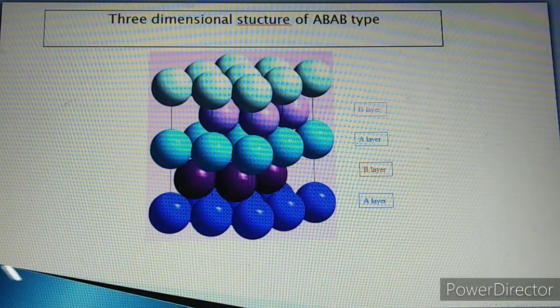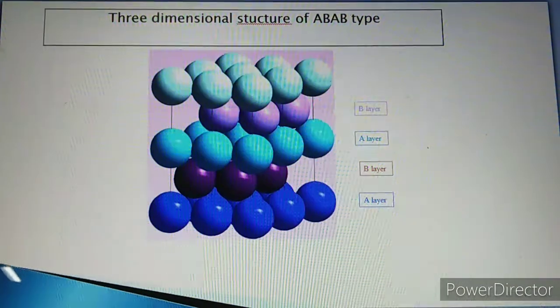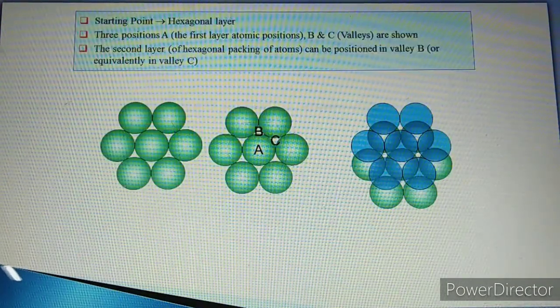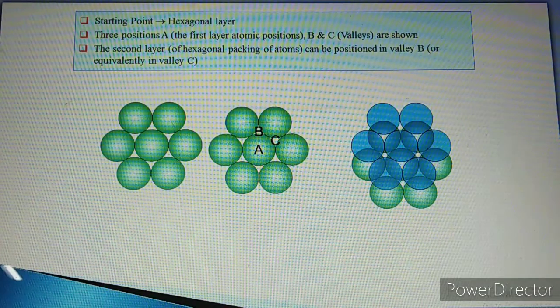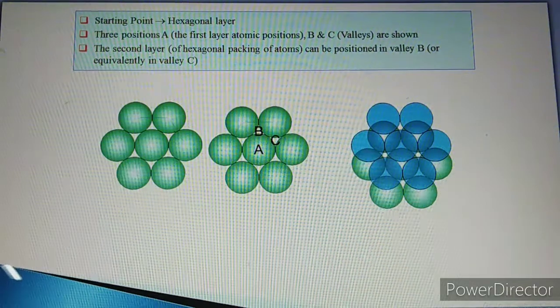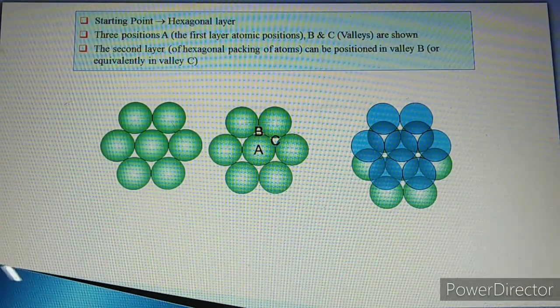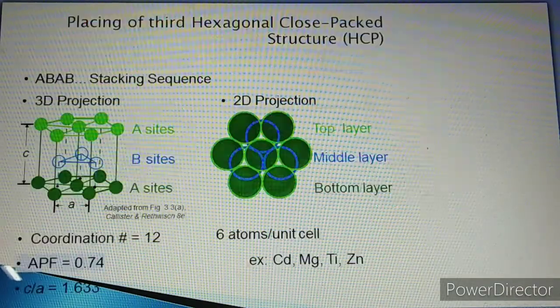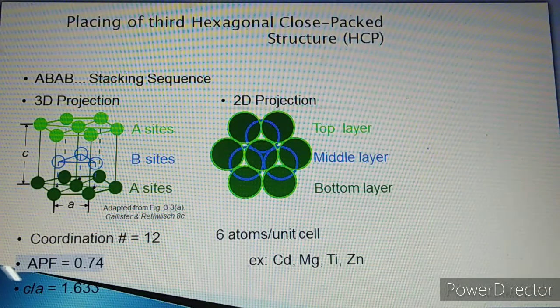Next part is, if these ABAB type 3-dimensional structures are stacked one over another, if one more ABAB type structure is stacked on the 3-dimensional ABAB type arrangement, then how is this arrangement made, that is, the placing of the third hexagonal close pack structure. In short, it is called HCP, hexagonal close pack structure. Packing of the third hexagonal close pack structure. See the 2D projection on the PPT.